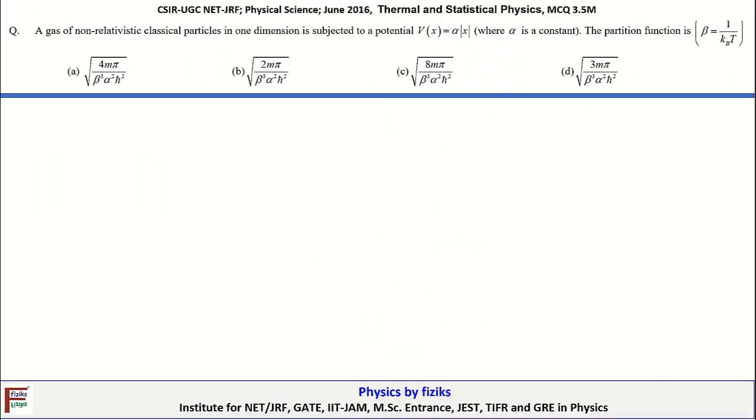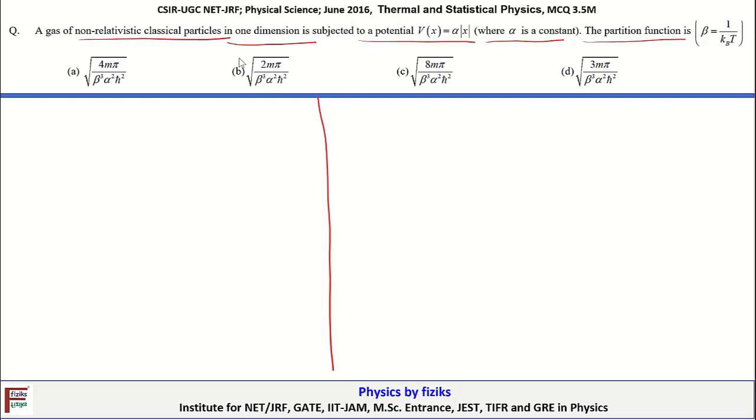So let's continue with the next problem. The statement is: a gas of non-relativistic classical particles in one dimension is subjected to a potential V(x) equal to alpha mod x, where alpha is a constant. The partition function in terms of beta is given by, so let's try to obtain the expression for the partition function, because it's given that it's a system of non-relativistic classical particles.